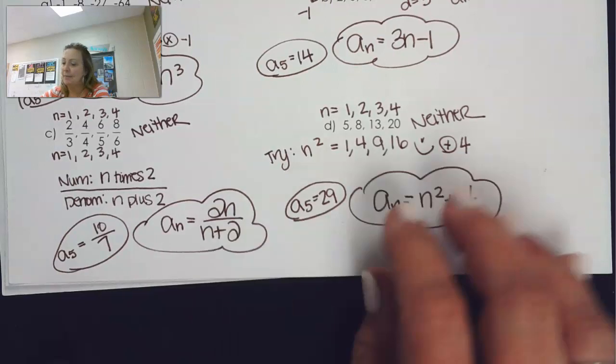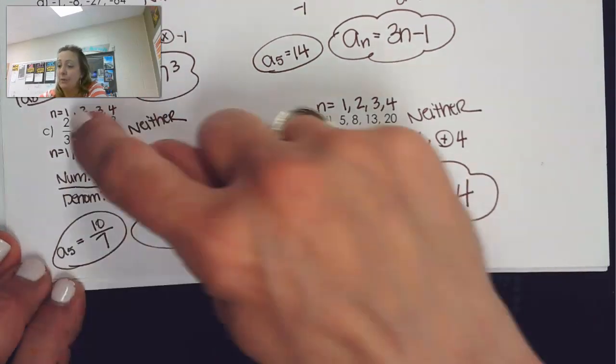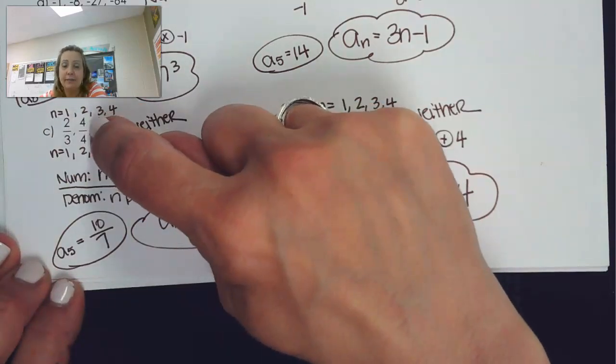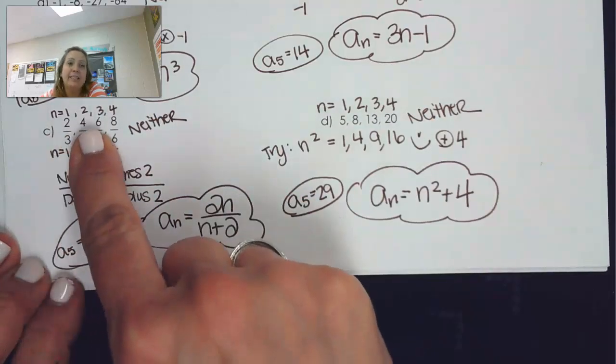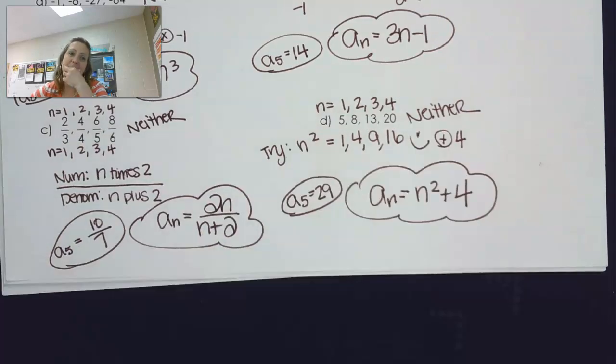So again, a couple ways that you can do some of these easier ones. You could write what the values are and say, oh, look, I'm doing this to n each time to get the rule. Or if you notice that the numerator and denominator were arithmetic, we could write the arithmetic rules like we did above in example E. Okay.